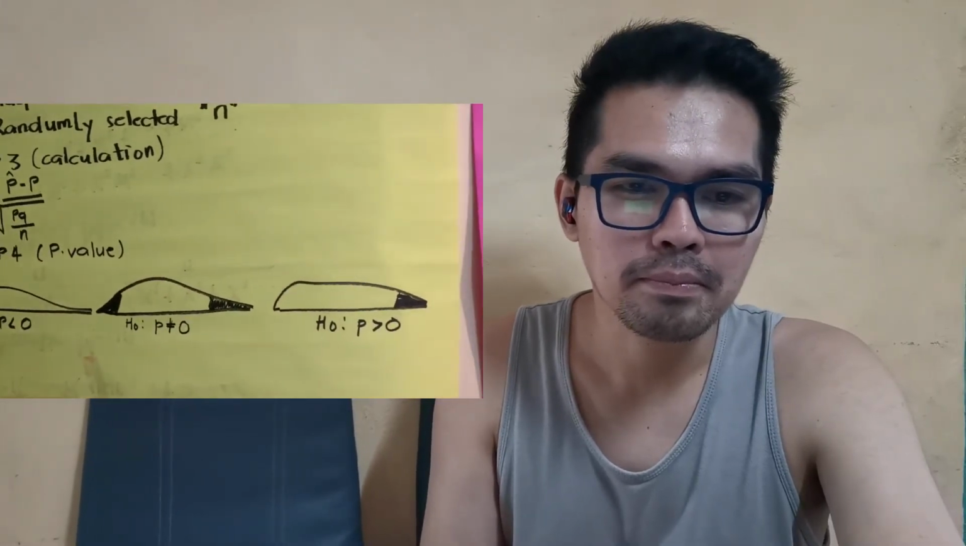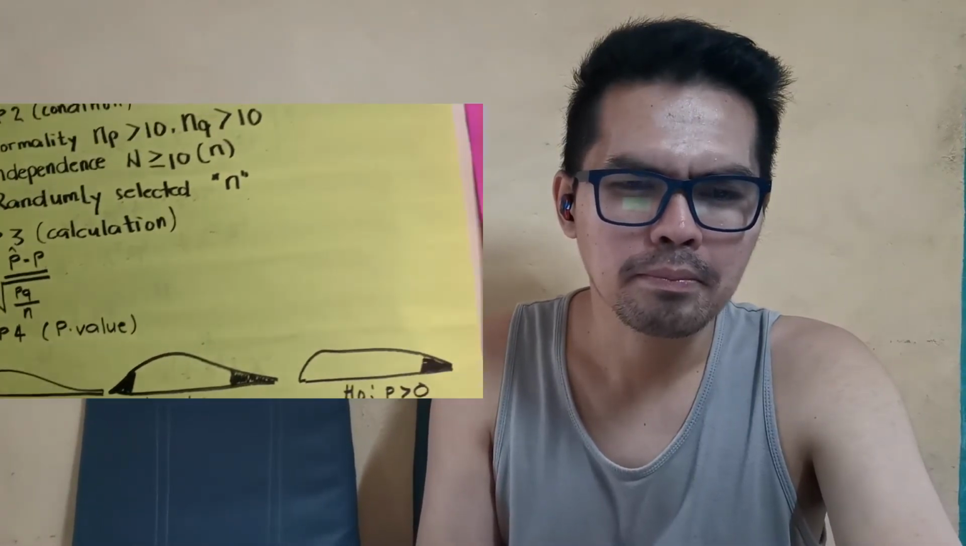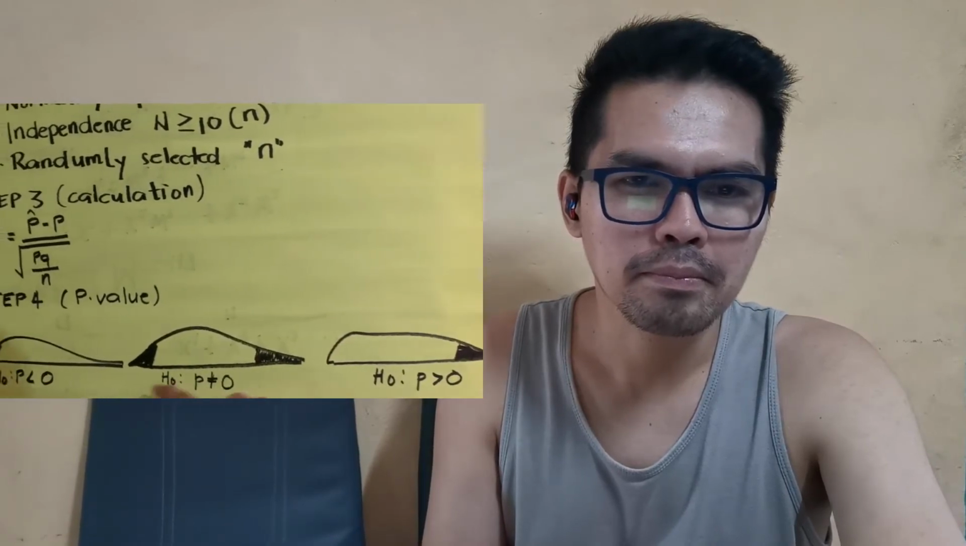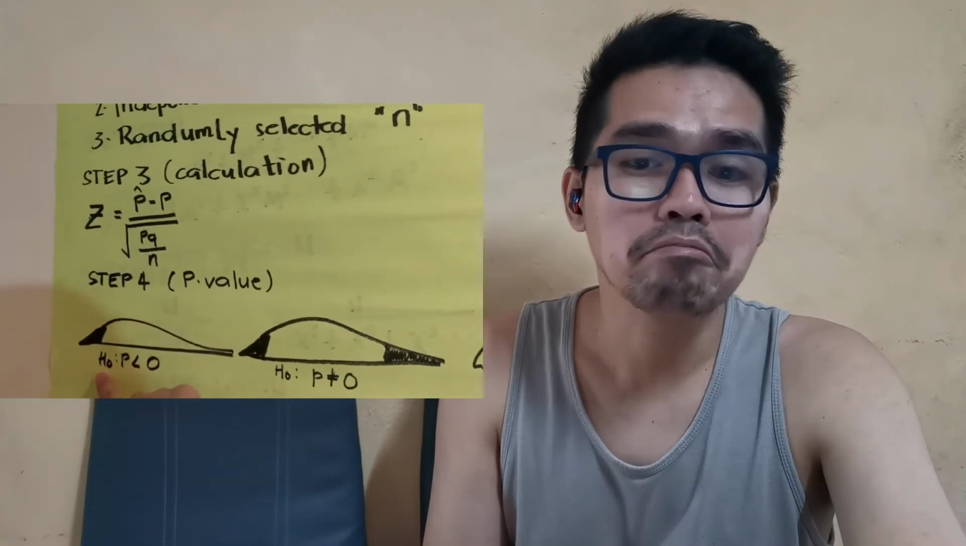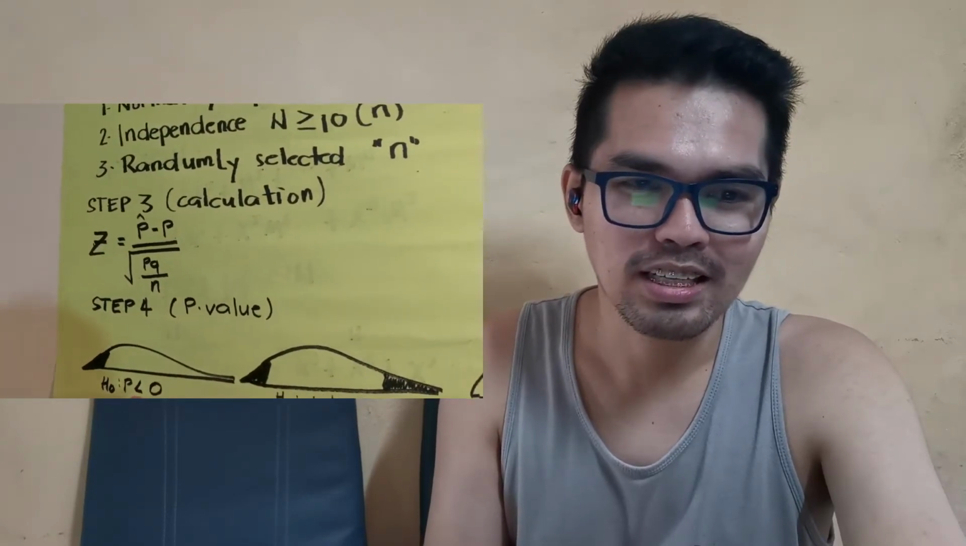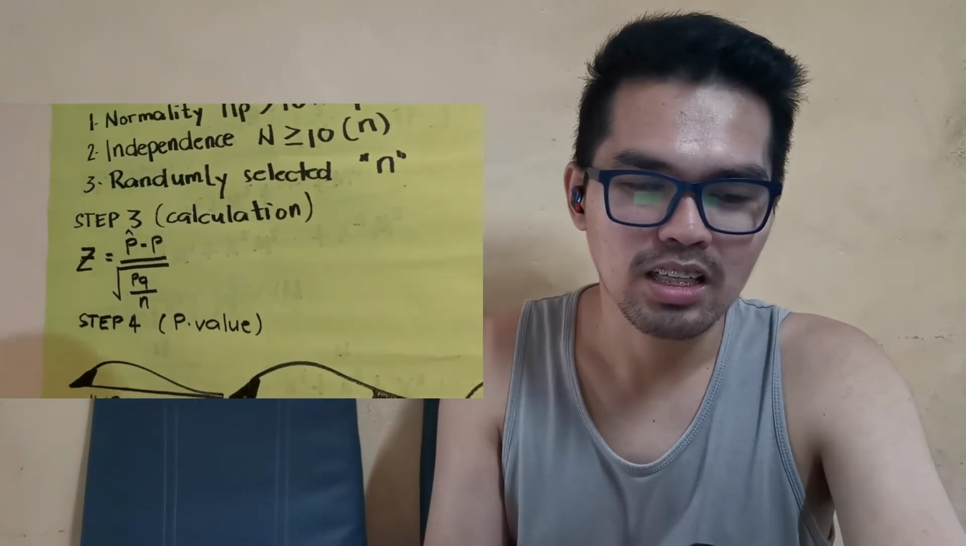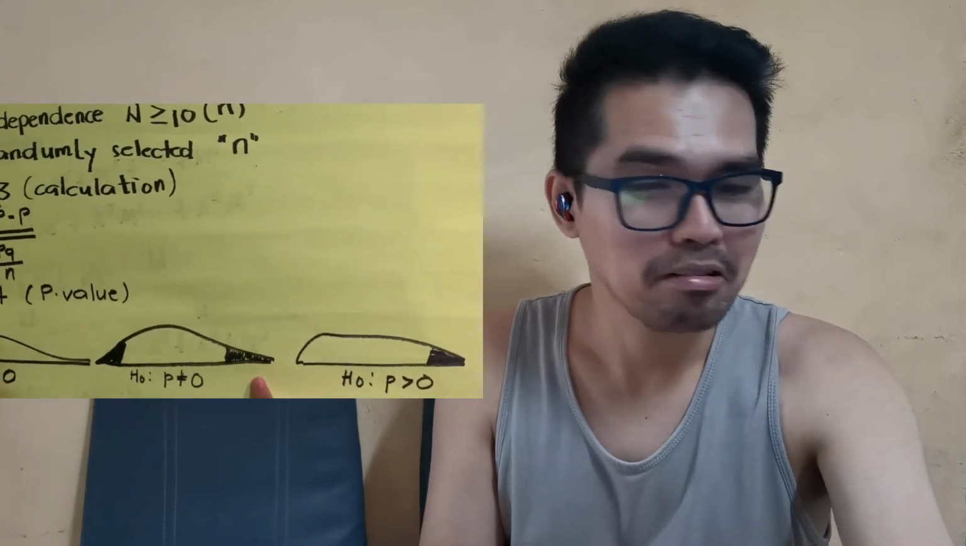You will draw like this. This is the left tail, H sub o, p less than 0, and this is the three instances that are actually representing the normal distribution of the data when p, the normality is greater than 0, less than 0, or equal to 0.